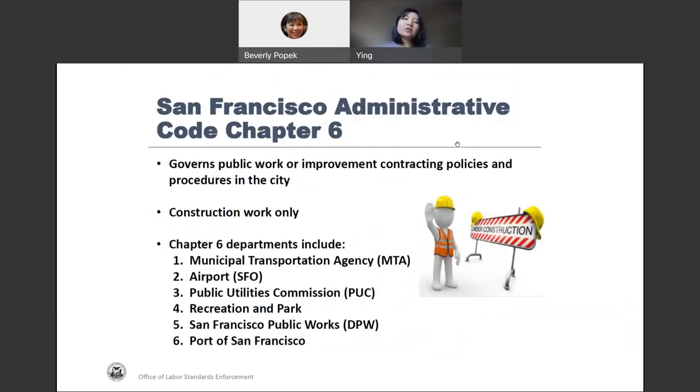So here is a little overview of Chapter 6. Chapter 6 governs public works or improvement contracting policies and procedures in the city. It's for construction work only. And Chapter 6 departments include the followings: the MTA, SFO, PUC, Recreation and Park, San Francisco DPW, and also the ports. One easy way to remember Chapter 6 is the number 6 means 6 departments in the city.